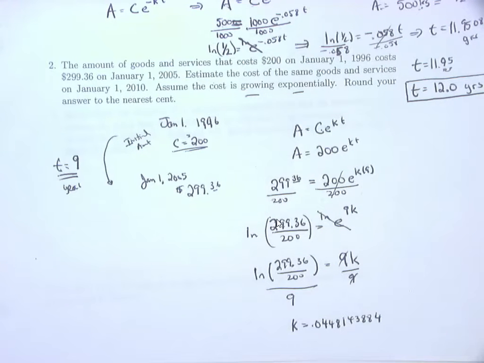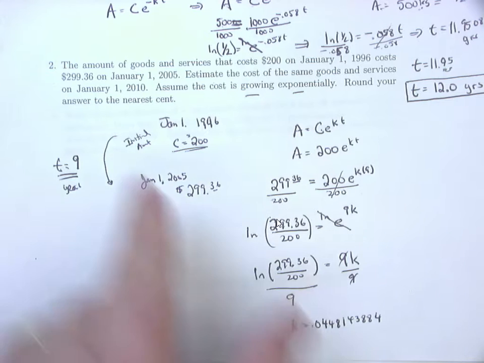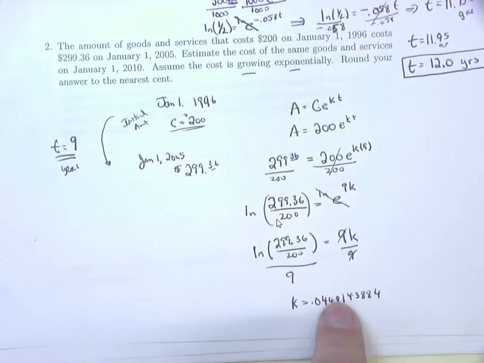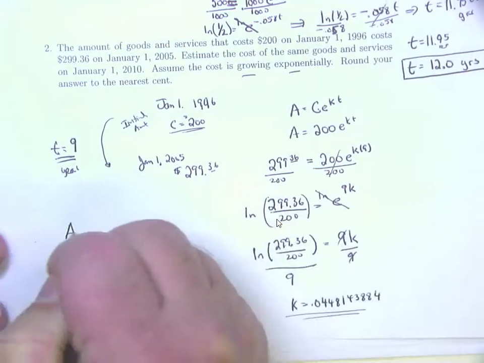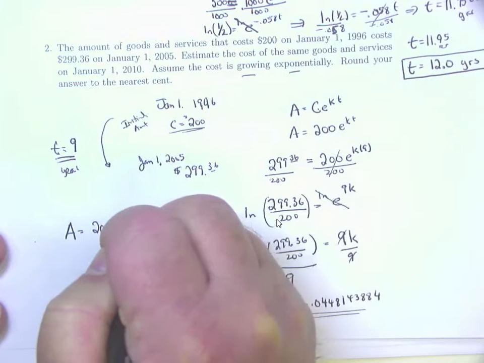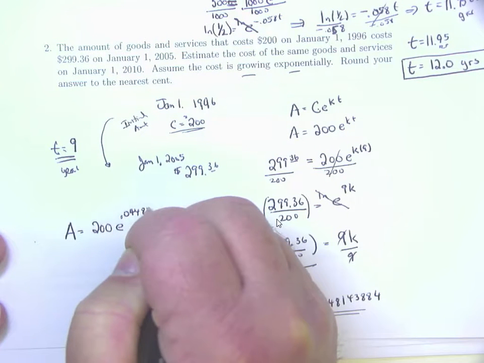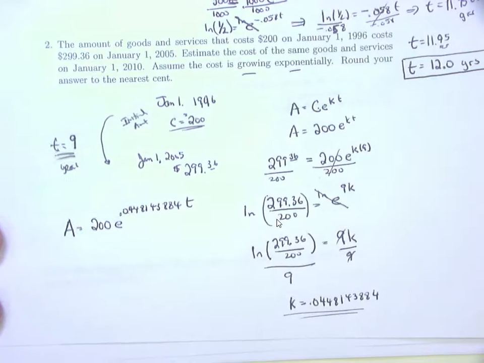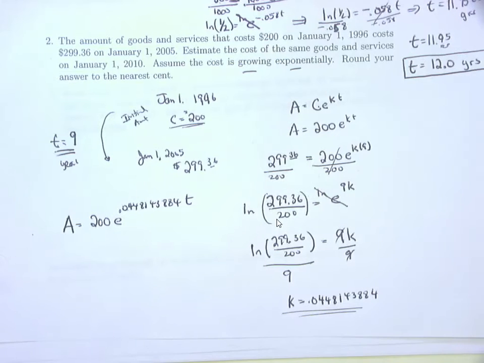They didn't specify anything in terms of rounding off k. So, don't round off anything until the final answer. I'm going to use this value as k. I'm using my calculator, so no need to round it. We'll round off to the nearest cent at the end. This isn't money, this is your k. We haven't answered the question yet. This just allowed me to get the modeling equation. Now knowing what k is, here we go. A is equal to 200 e to the 0.044814388 T. Put my k up there. Does that make sense?